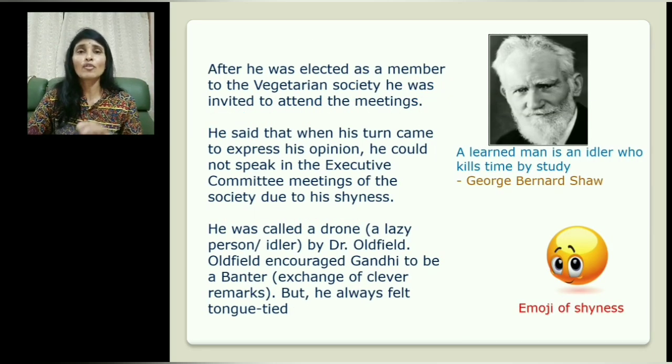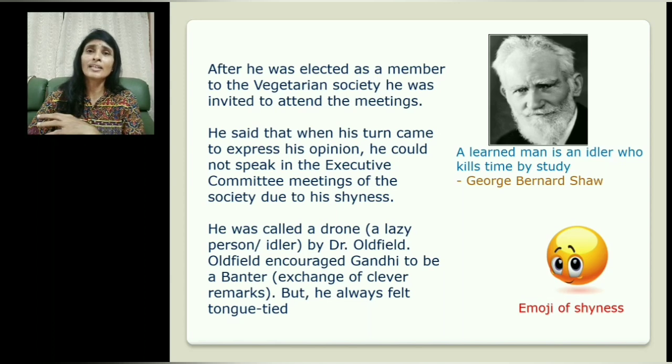After he was elected as a member of the Vegetarian Society, he was invited to attend various meetings. He said that when his turn came to express his opinion in such meetings, he could not speak just because of his shyness, particularly in English. He was called a drone by Dr. Oldfield because Oldfield was able to speak fluently with the world when they were two.